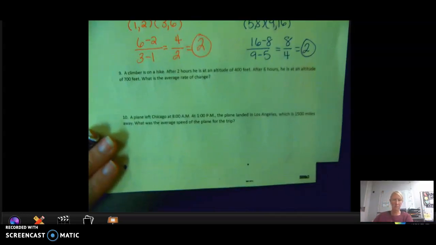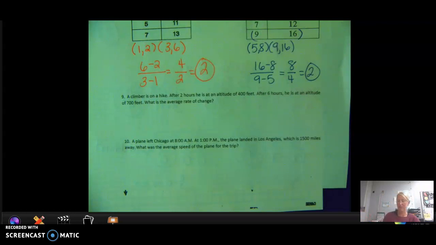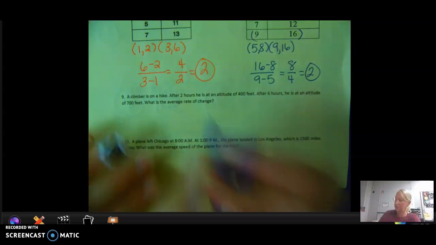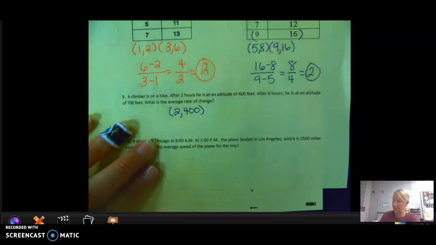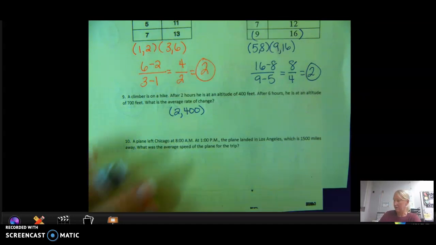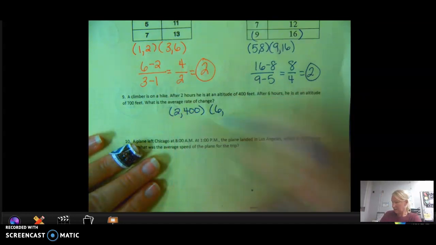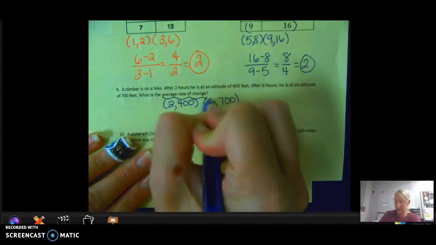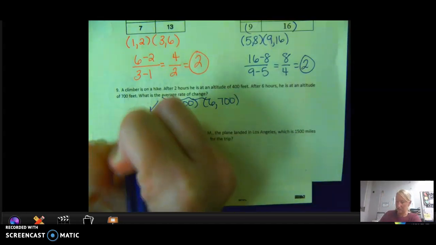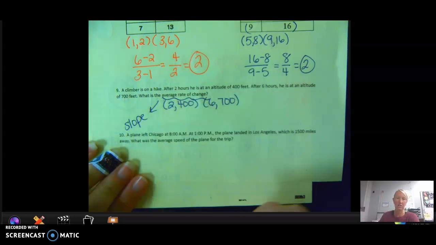All right, so a word problem. Okay, our favorite, right? A climber's on a hike. After 2 hours, he's at an altitude of 400. So 2 hours, he's at an altitude of 400. There's my first point. After 6 hours, he's at an altitude of 700. What is his average rate of change? Again, average rate of change just means slope. How much is it changing every time?